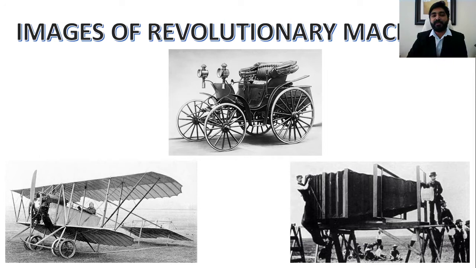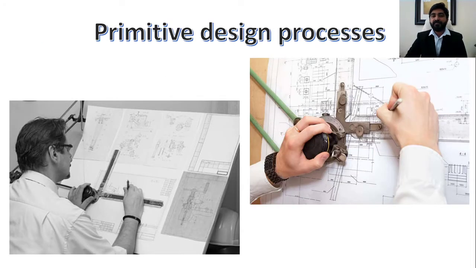Let us take an example of the revolutionary machines that I have listed here: the first vehicle, then the aeroplane, the cameras. The new inventions in the olden days were made with a lot of complications. At that time they were using primitive designs, just with rulers and scales, pencils, and drafters. The design process at those times took a longer time. It took more manpower, more time, and more resources too.